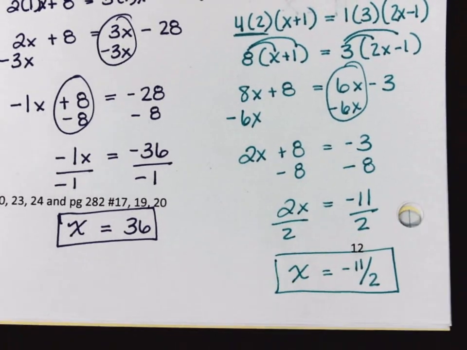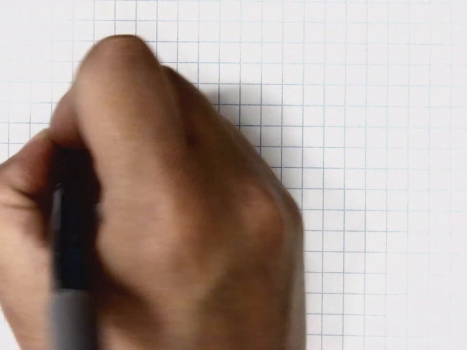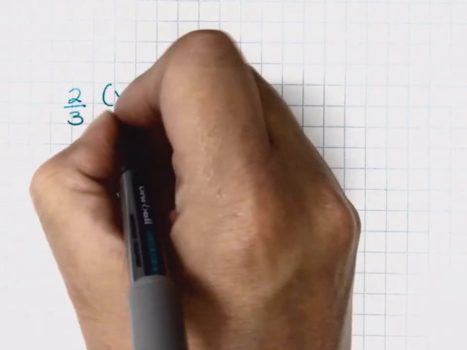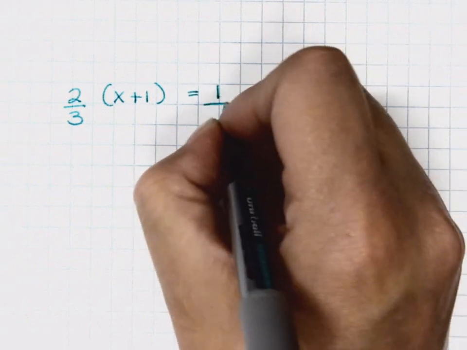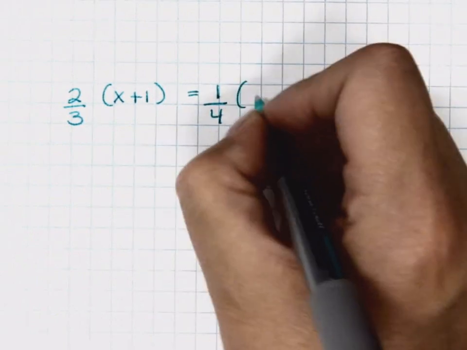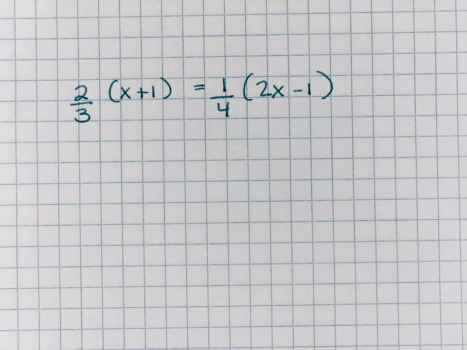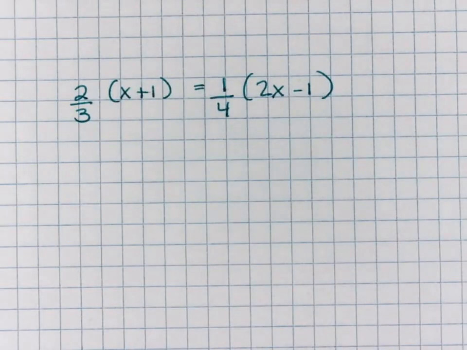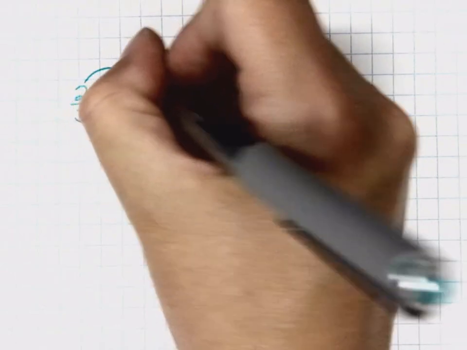I'm going to show you the other way that's a little bit longer. Let me grab a piece of paper. So it was 2/3 times x plus 1 equals 1/4 times 2x minus 1. Okay, that was the question. I know there is a blank sheet on the back, so you can write it on here if you want to see the other way to do it. So I'm going to leapfrog in first.